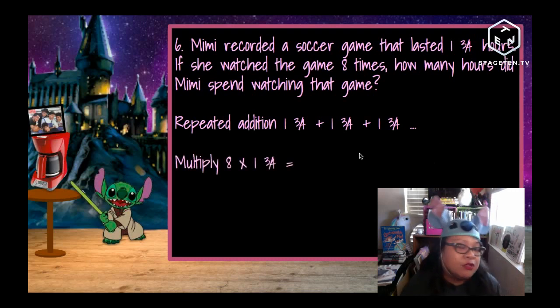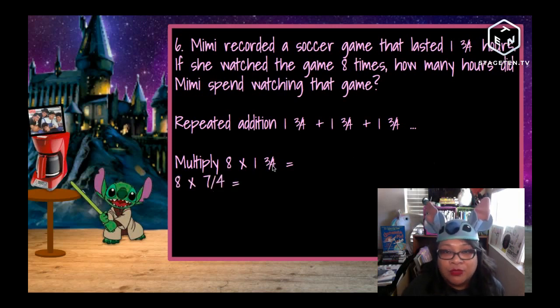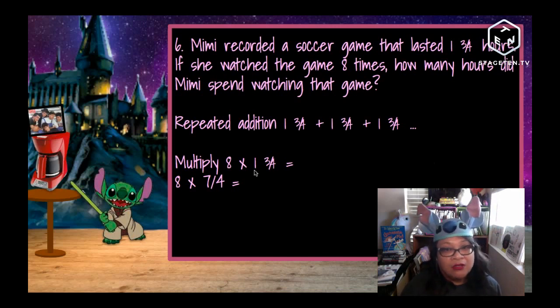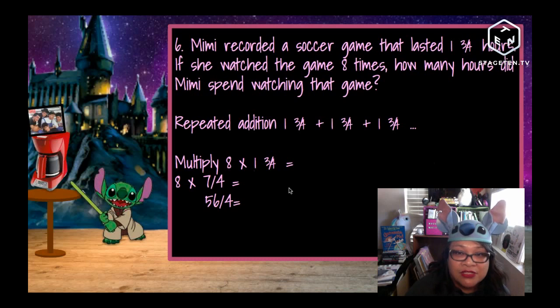But before you multiply, you have to change that mixed number to a fraction. So right over here, you see 1 3/4 has to be renamed to a fraction with a denominator of 4. You multiply 4 times 1, that gives you 4, and then you add 3, and that gives you 7. So 8 times 7 is 56. You keep that denominator of 4. 4 goes into 56 how many times?